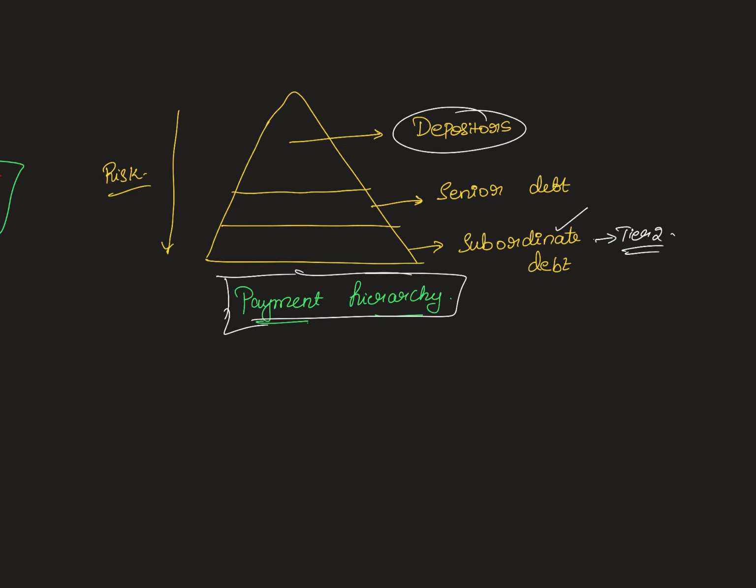Depositors, or people like you and me, are the safest people. If something happens to the bank, they are the first to get their money back. Why? Because there is something called the Deposit Insurance and Credit Guarantee Corporation. Banks are required by law to protect depositors first. In India, depositors' money is insured up to 5 lakh rupees.